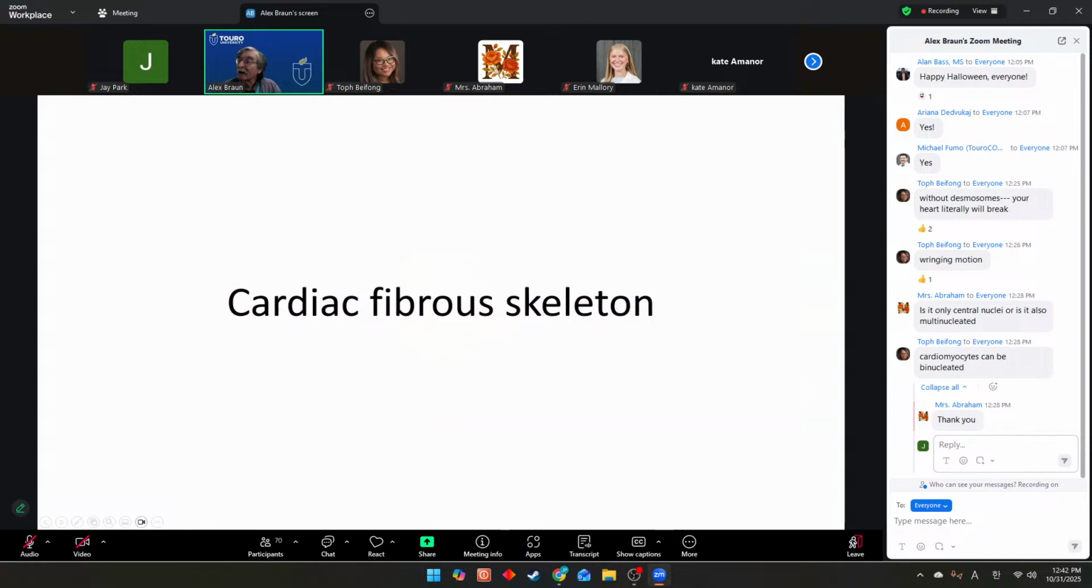Let's talk a bit about the cardiac fibrous skeleton. It's convenient to talk about it here because we just talked about the cardiac conduction system, and the cardiac skeleton has an important role in the function of the cardiac conduction system. And also, much of the cardiac skeleton is actually found in the endocardial layer of the heart. Not 100%, but much of it is found in the endocardial layer of the heart.